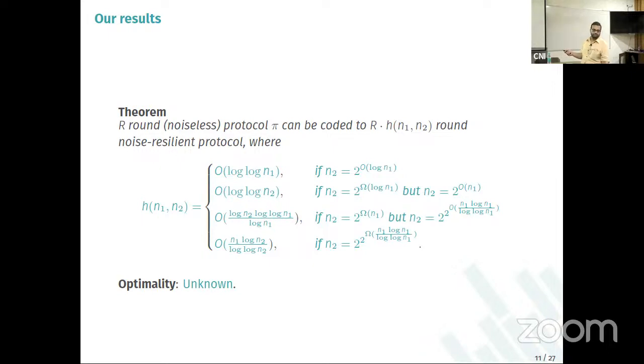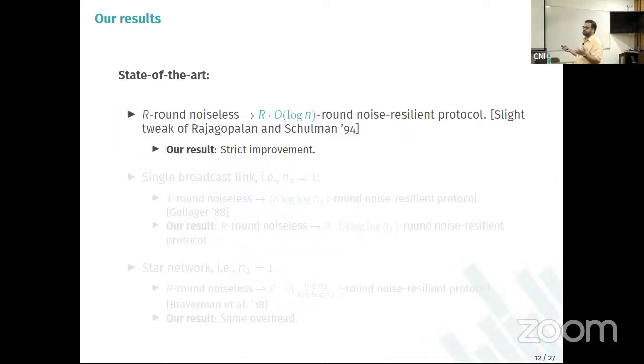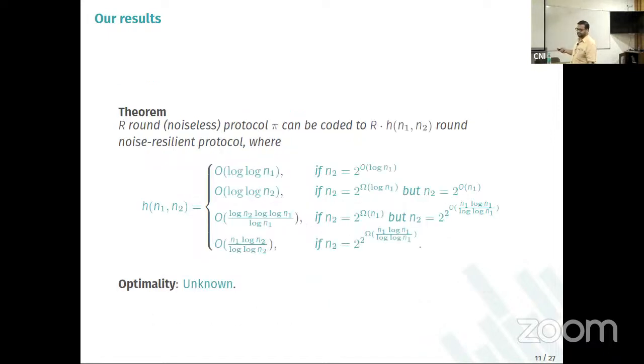It's an exponential drop. The basic scheme that you can think of, if you lift Rajagopalan and Schulman and make a scheme out of it, then our scheme is actually improving it exponentially, at least in this way. So similarly, in all regimes, you can see that it actually improves.